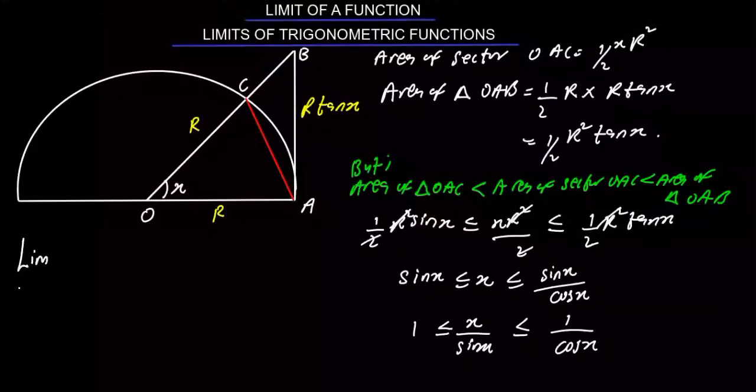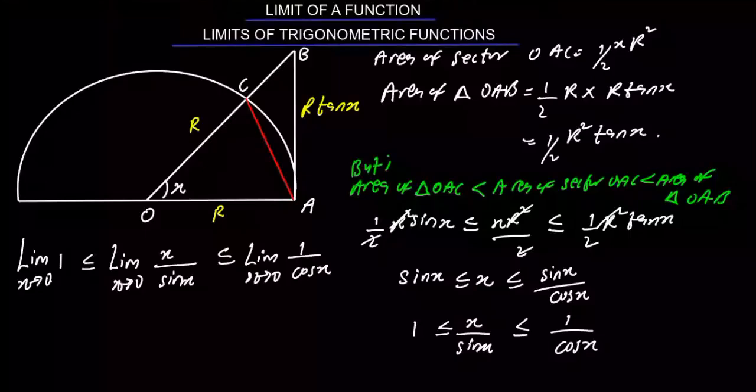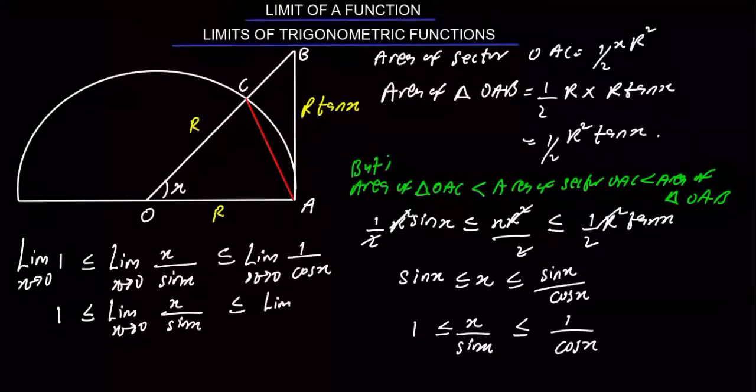So if I apply the limits where x tends to 0, for 1, less than or equal to the limit where x tends to 0 for x over sine x, less than or equal to the limit where x tends to 0 for 1 over cos x. And what will this one give me? This will give me 1 less than or equal to x over sine x, and also this will give me what? The limit as x tends to 0. You remember that cos 0 is 1, so 1 over 1 is 1.